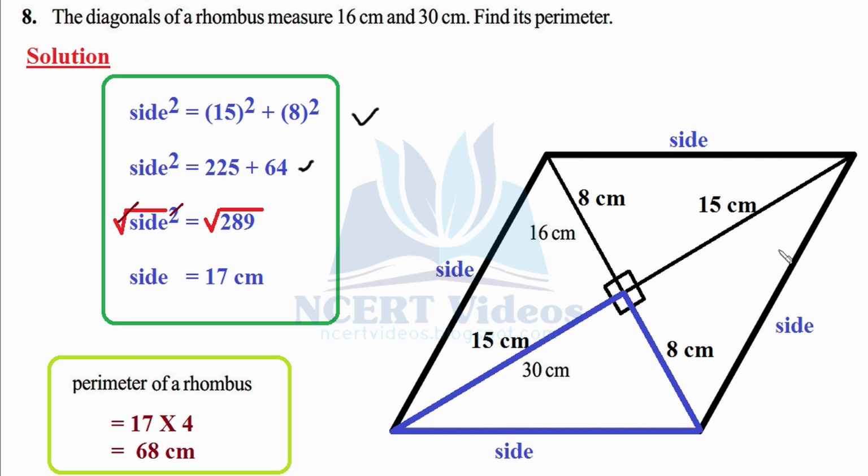Since we know the side now, we can directly multiply it with 4 or add it. That is 17 plus 17 plus 17 plus 17. 7 4s are 28, 2 carry, 4 1s are 4, plus 2, 68, or directly if you know the multiplication, 17 into 4 is 68 centimeter, which is the required perimeter of this rhombus. So in this way, you try to apply your Pythagoras property wherever you find a right-angled triangle. So that is your last question, question number 8.